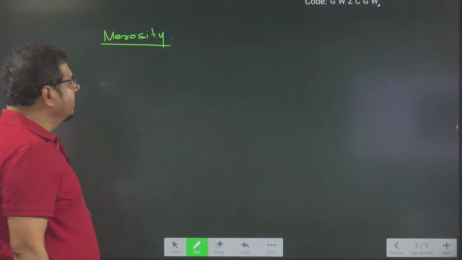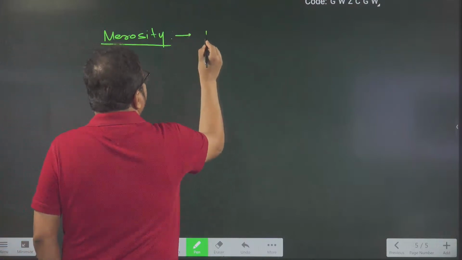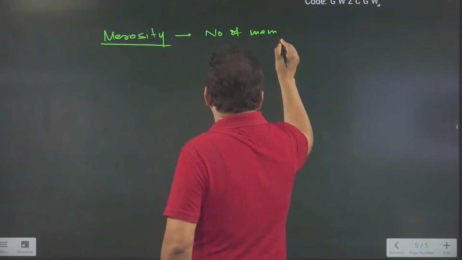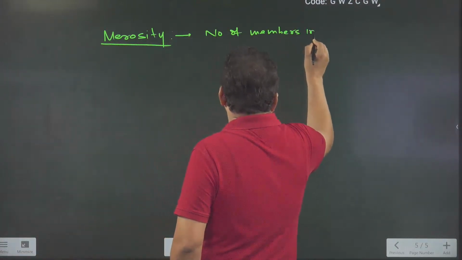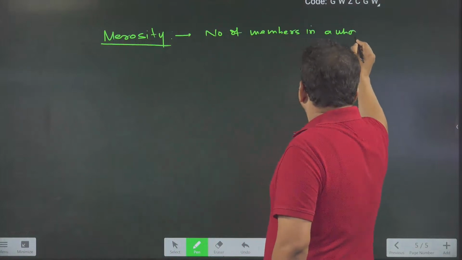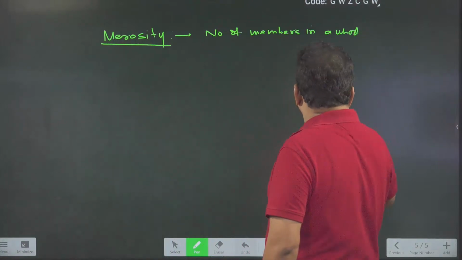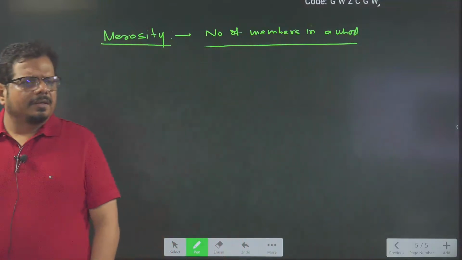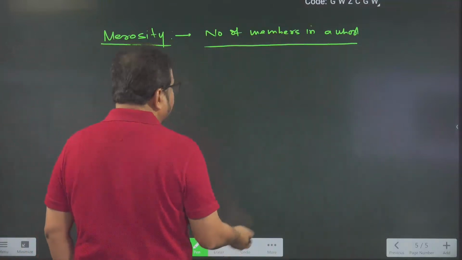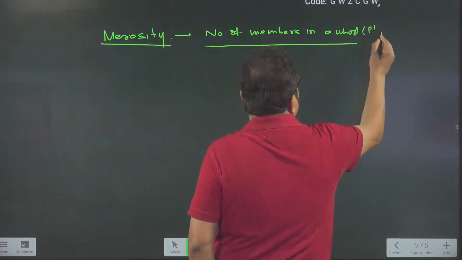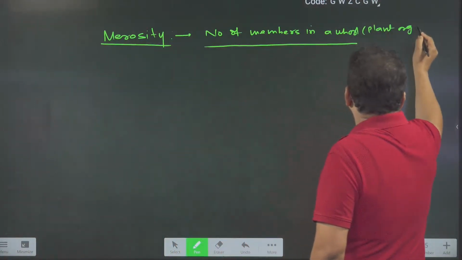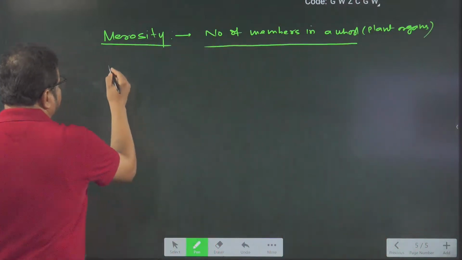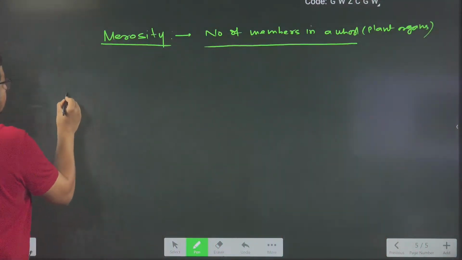First we are going to talk about what is merosity. Merosity is the number of members in a whorl. The number of members in a whorl or plant organ is called merosity. So based on merosity, there are three types of flowers.